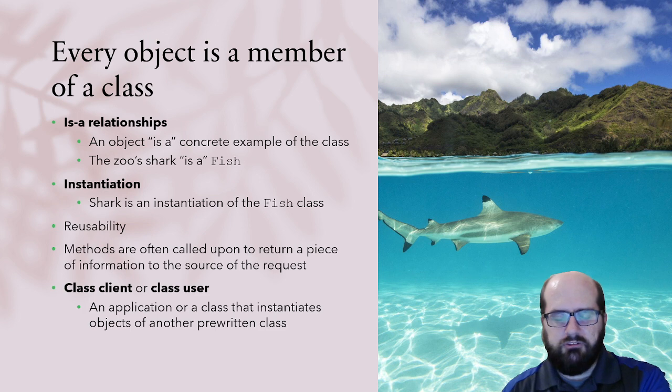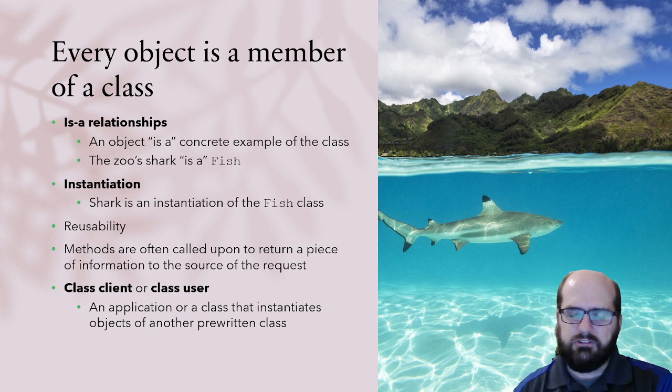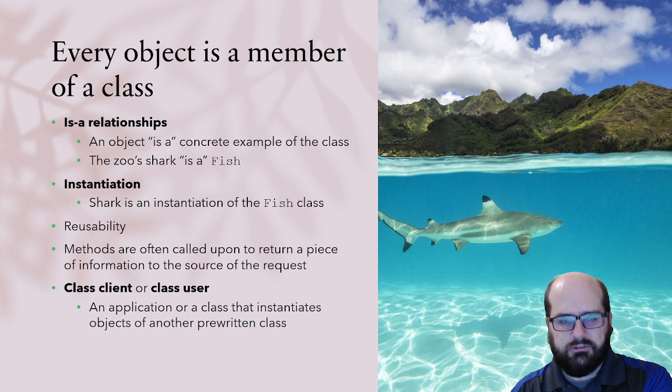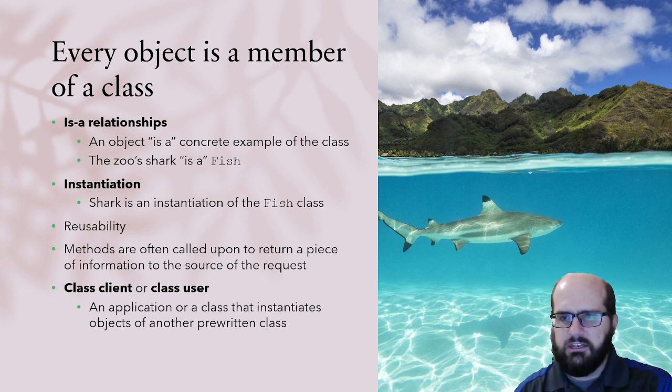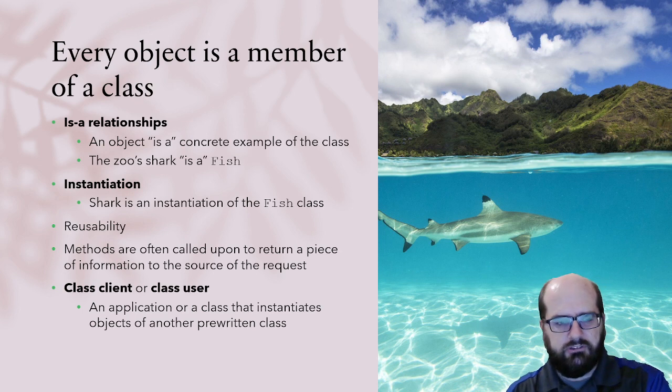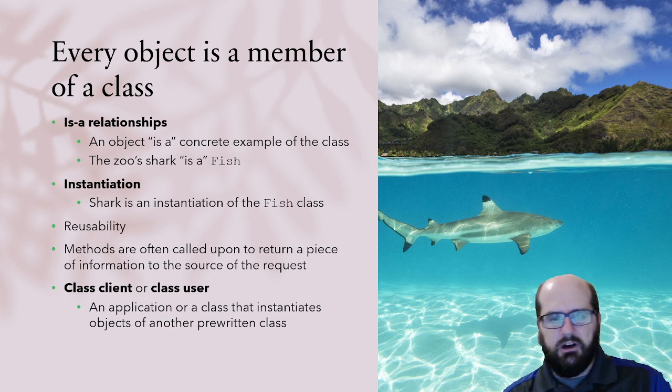And methods are often called upon within the object to return a piece of information to the source of the request. There's a class client and a class user. The class user uses that class to handle its affairs, and the class client is within the class using the class. So effectively, the application or class that instantiates the objects of another pre-written class are the client or user of that class.